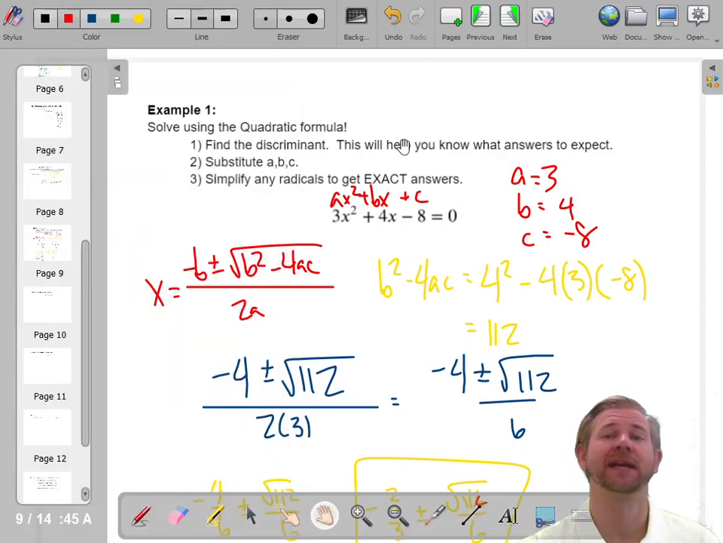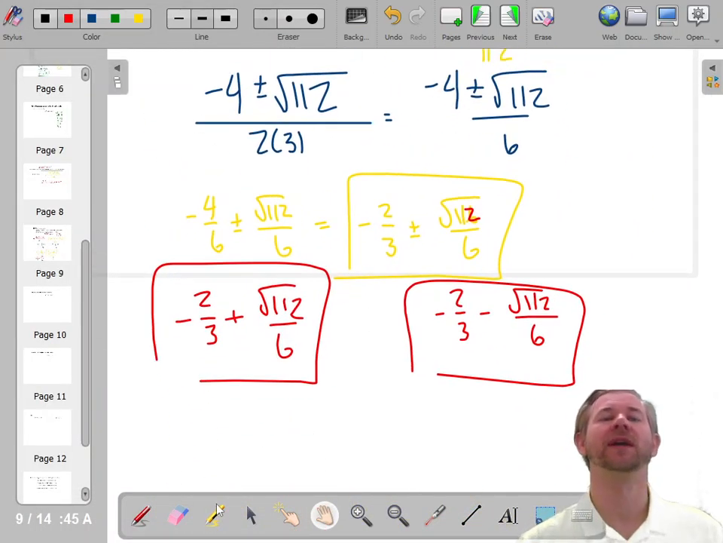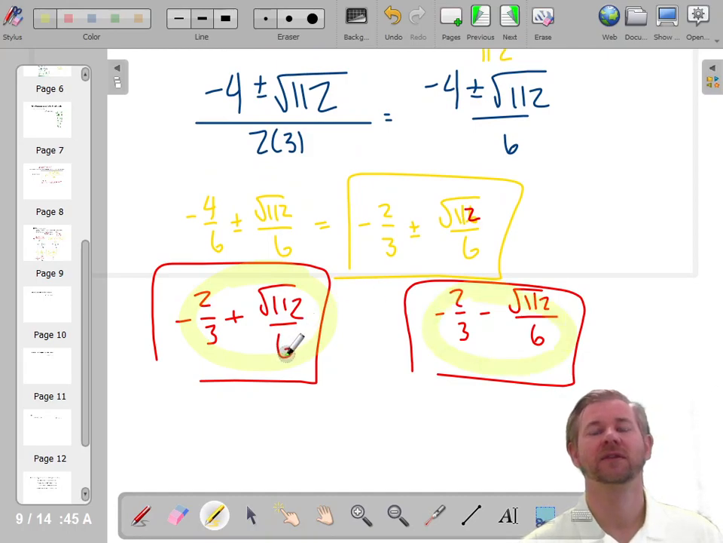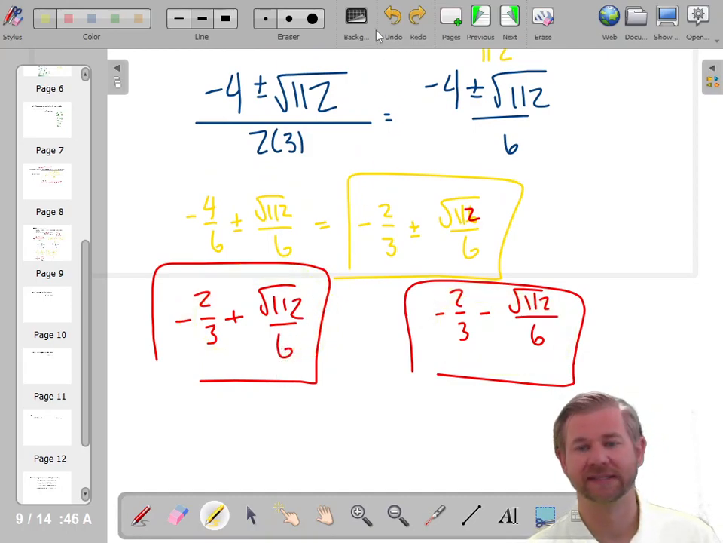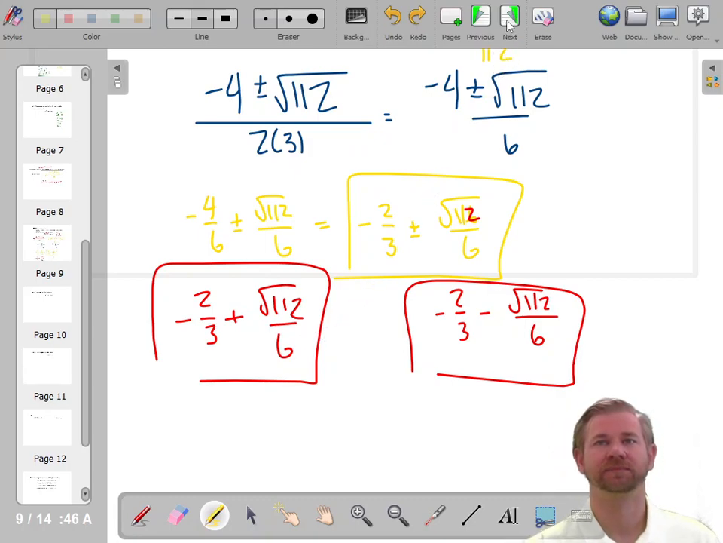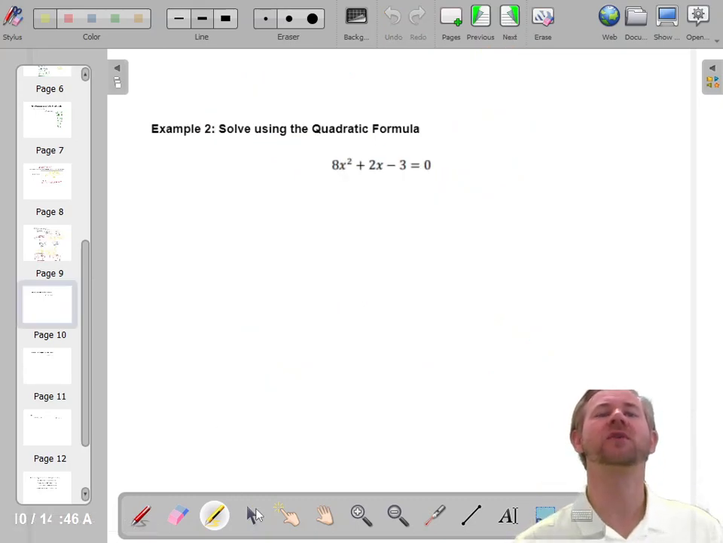Okay? I checked my answer using the calculator. But I want your answers to look like this. They're going to be kind of gross, but it's Algebra 2. They're going to get worse. Let's try another one. Solve using the quadratic formula.